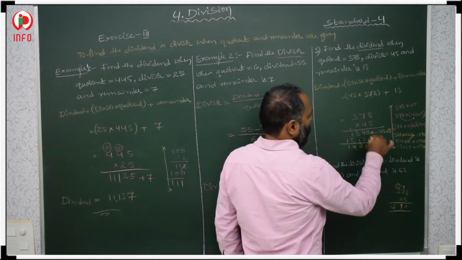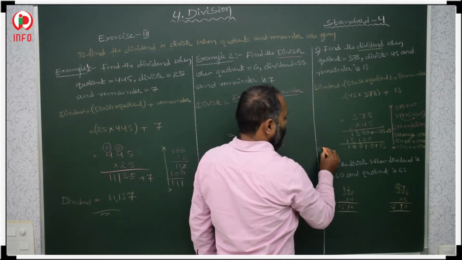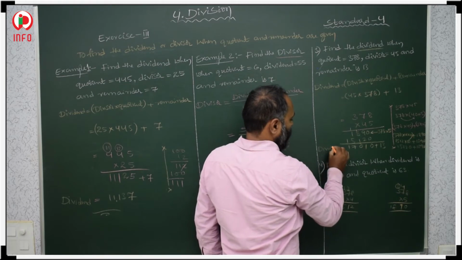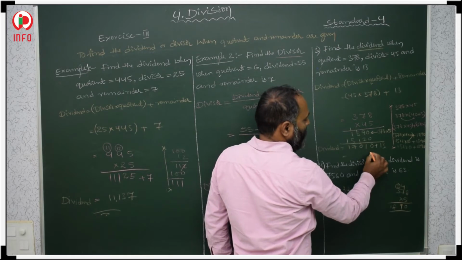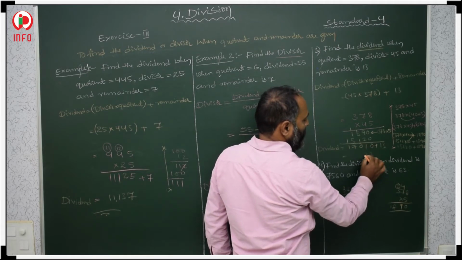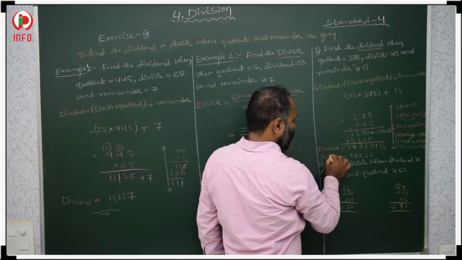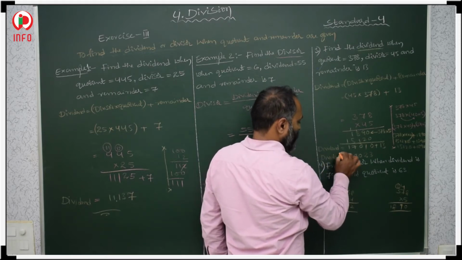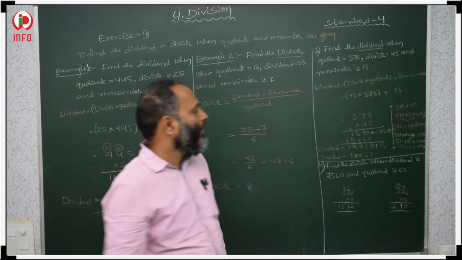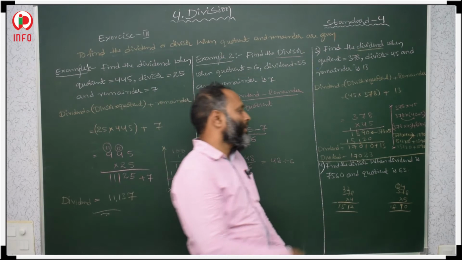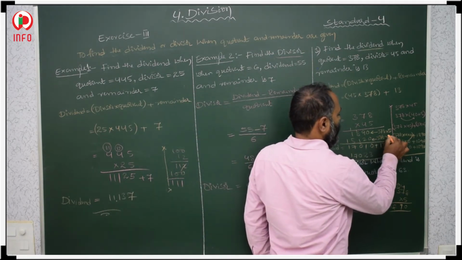Then add. What is the remainder here? 13. So this is our dividend. Now 0 plus 3, 3. 1 plus 1, 2, and 0, 7, 1. This is our dividend. In this way we have to find the dividend. So this represents 378 into 40.